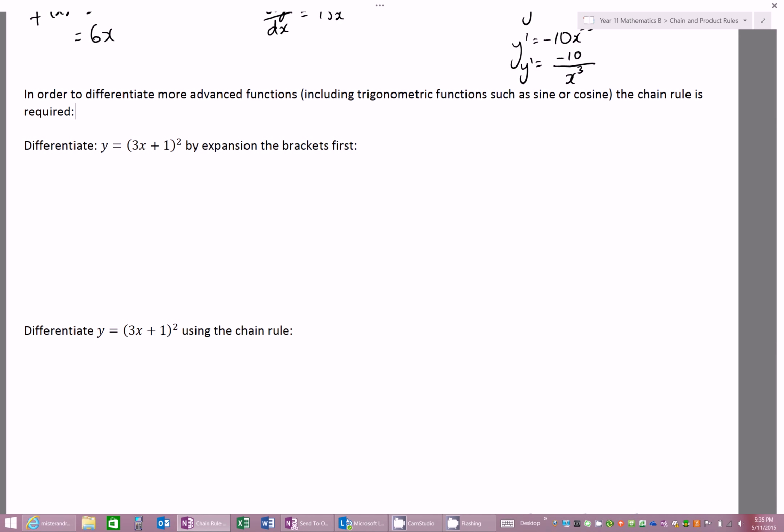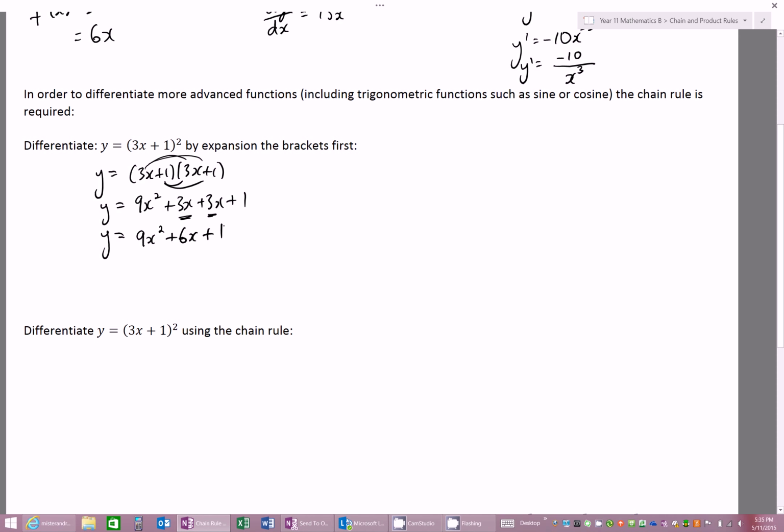If we were to differentiate this function, y equals 3x plus 1 all squared, without the chain rule, what we would have to do is do expansion first. So I could write this as 2 factors and do FOIL expansion, plus 3x plus 1. Can collect these like terms in the middle.